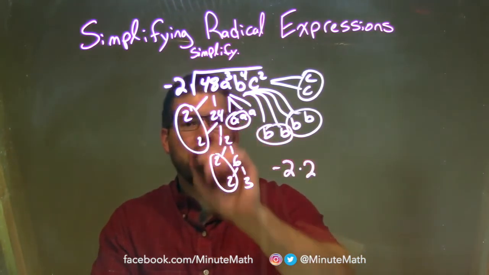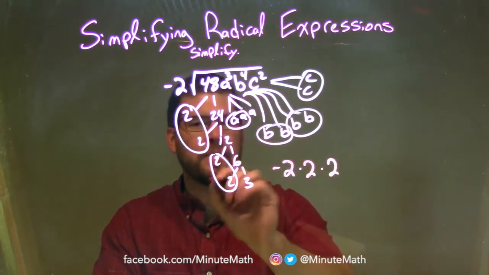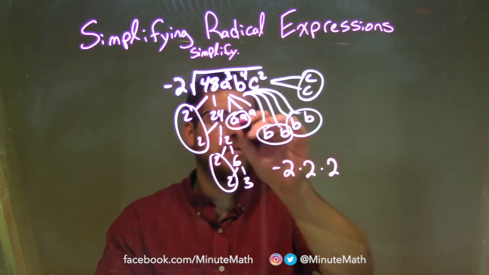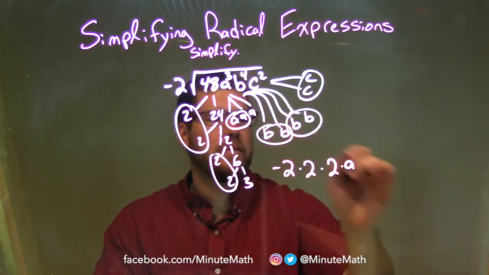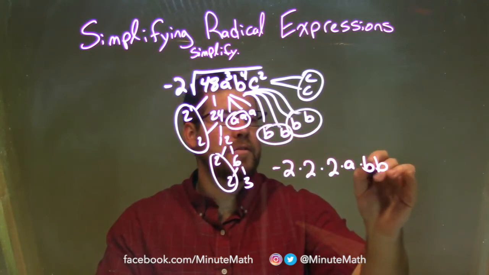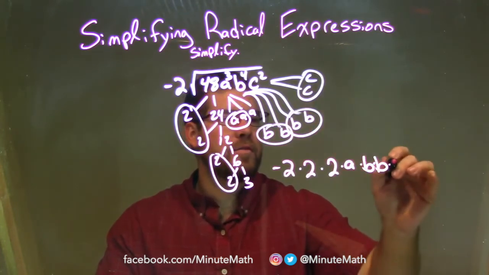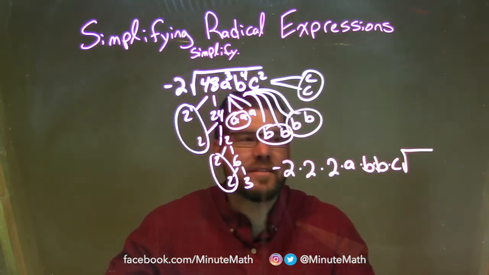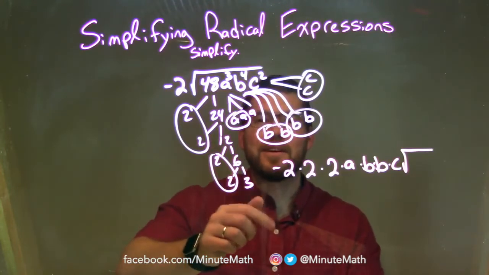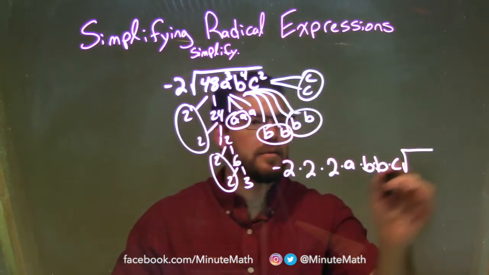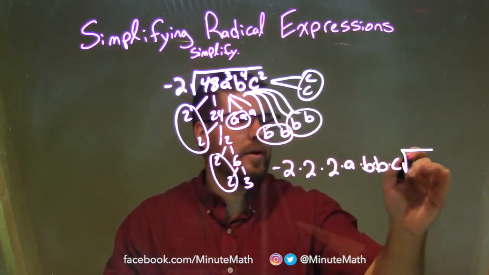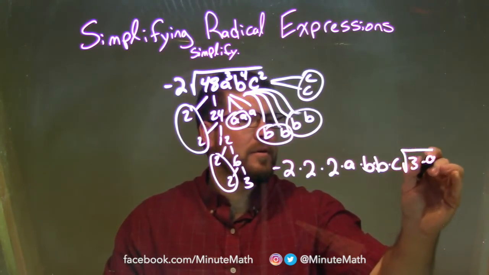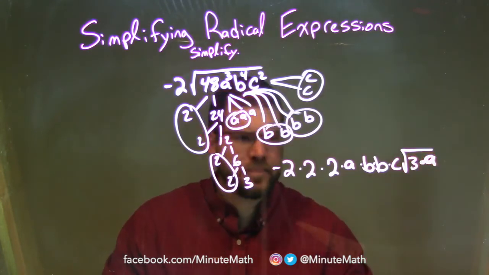So we have one pair of 2's right there, another pair of 2's right there, so we have these two, times a pair of A's, don't forget that on the inside there, times another pair of B's, another pair of B's, times a pair of C's. What's left inside the square root is just all my singles, which is the 3 and an A. Just be careful, it's tricky in there. 3 times A. Okay, it's an A.